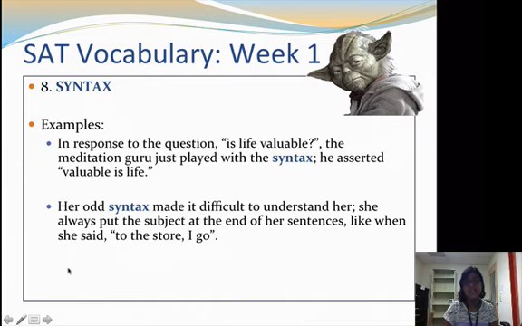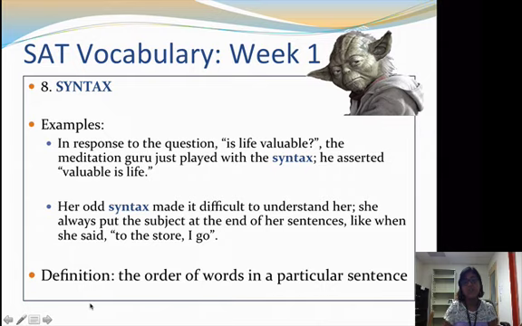The next word is syntax. Read the two sample sentences with the word syntax. Take a look at the picture and then try to guess what you think syntax means. When you're ready, you should copy the following definition. Otherwise, pause the video now.